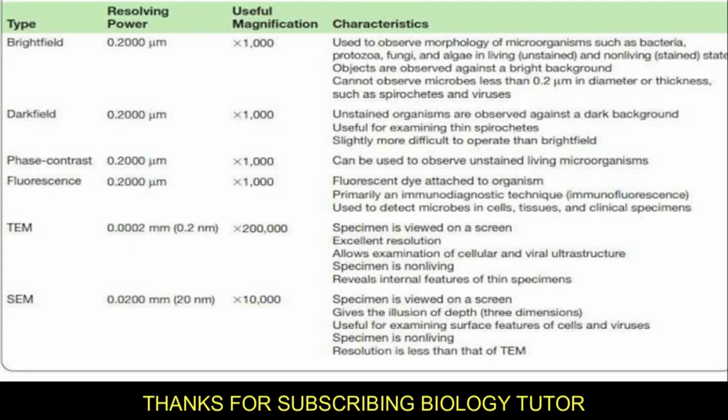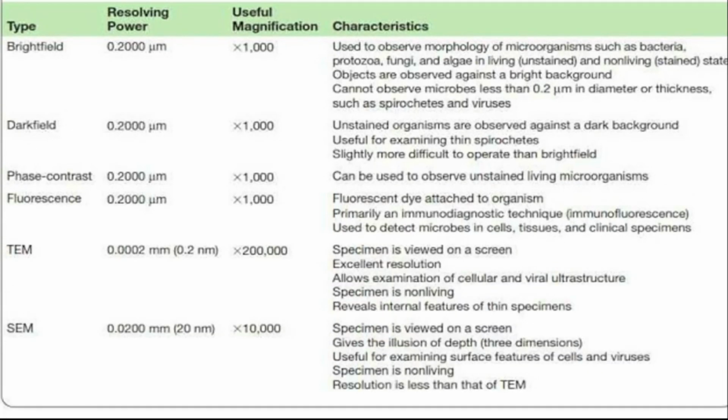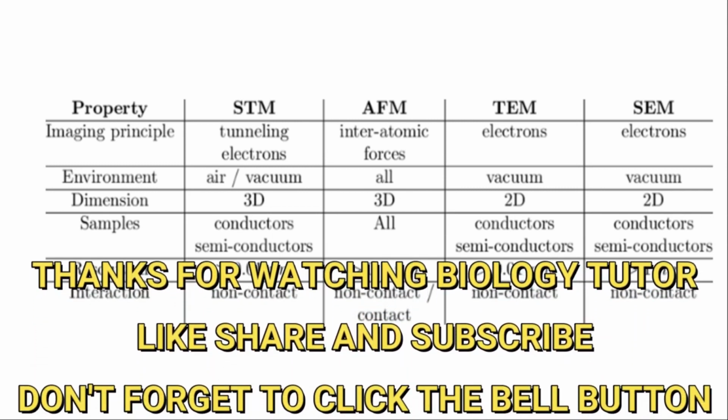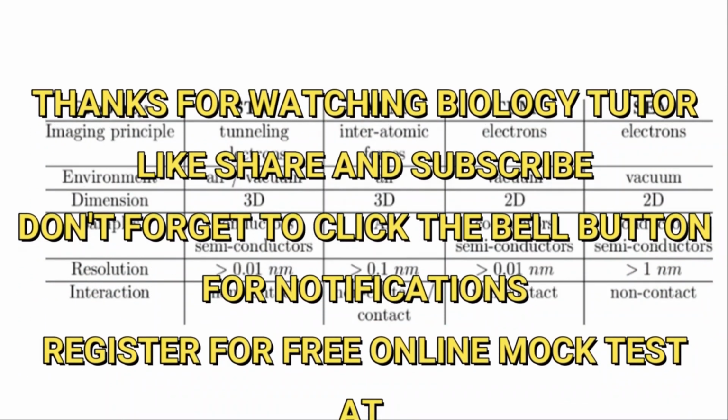Next, the bright field, dark field, phase contrast and fluorescence microscopes. Here you have to learn the magnification and resolving power. Next, the properties of STM, scanning tunneling microscopy, atomic force microscopy, transmission electron microscopy and scanning electron microscopy. You have to remember some points from these charts, like resolution and dimension.